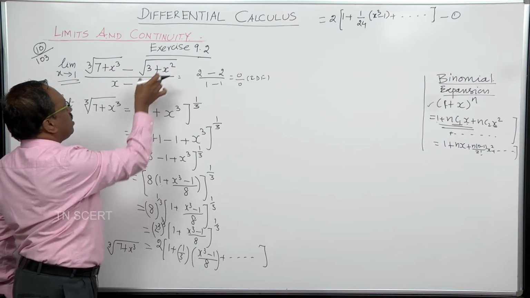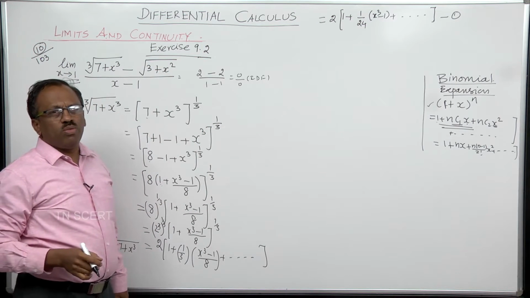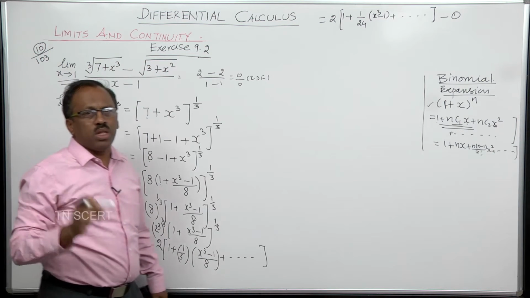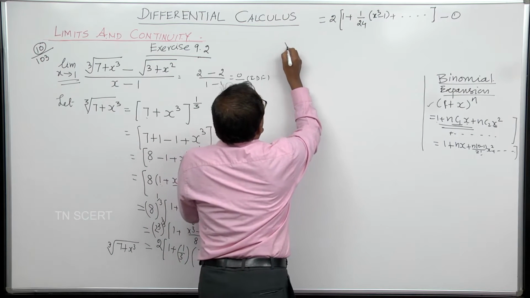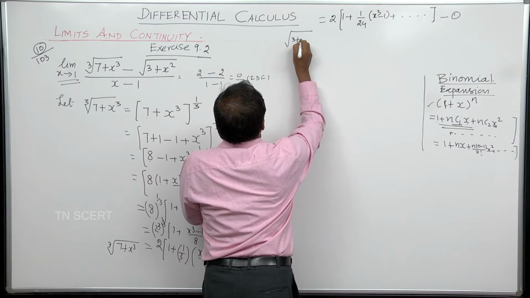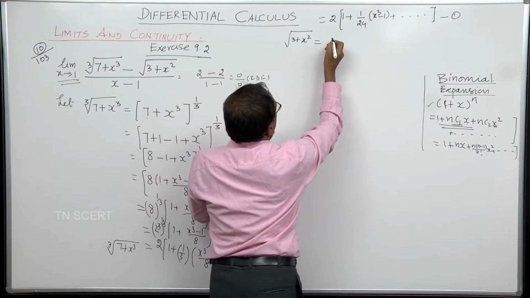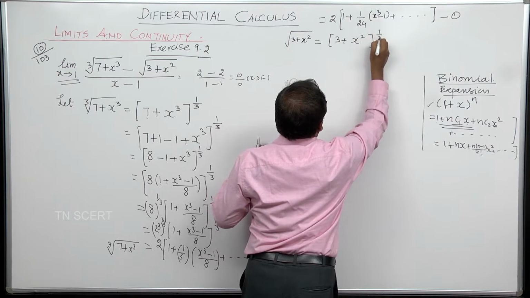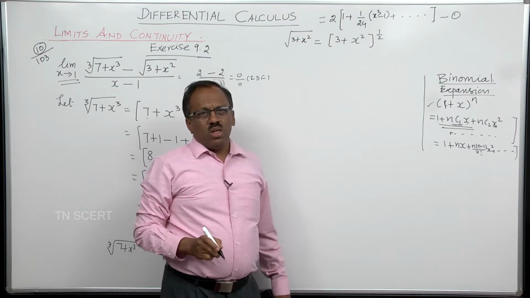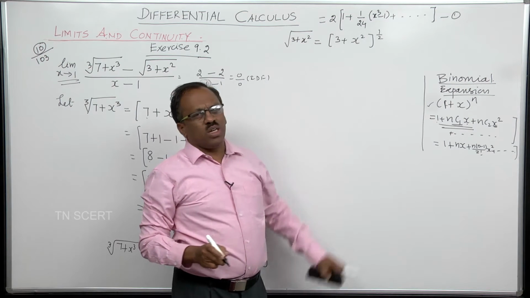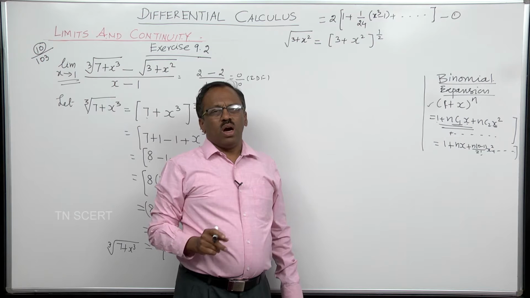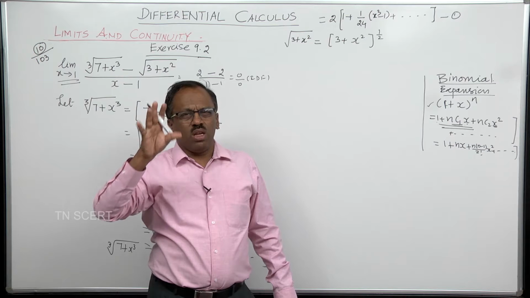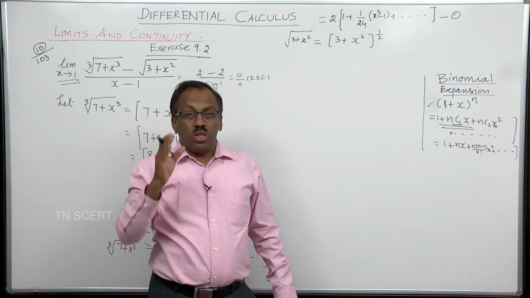Now you take the second term, square root of 3 plus x square. The first one is cube root, the second one is square root. Remember that. Square root of 3 plus x square, I can write as 3 plus x square whole power 1 by 2. So here also the 3 is a problem. According to the square root we have to change. What is the square root of 3? It is also difficult.